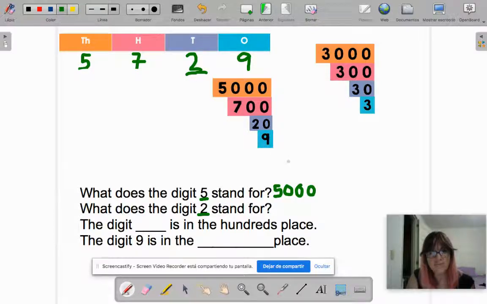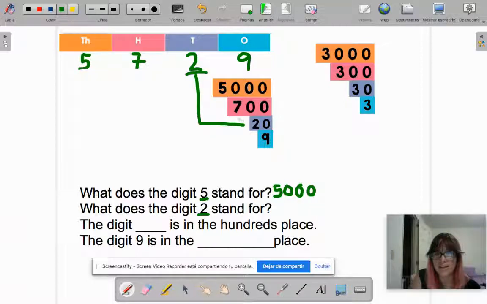So let's try it first without using the cards. Let's see, what do we say here? 5,700. Excellent. Here we say 20. So that's the value of the 2. Now you can also look at your place value cards. That 2 equals 20. So that's your answer.